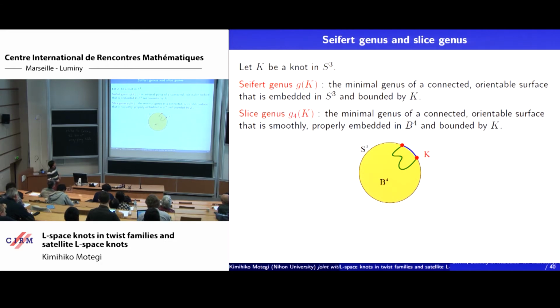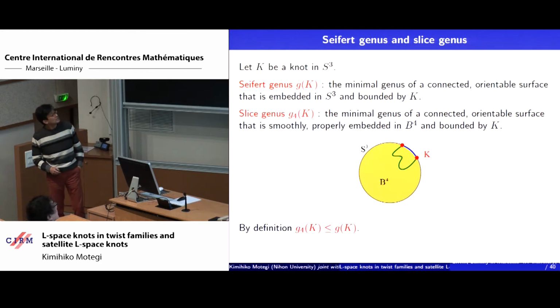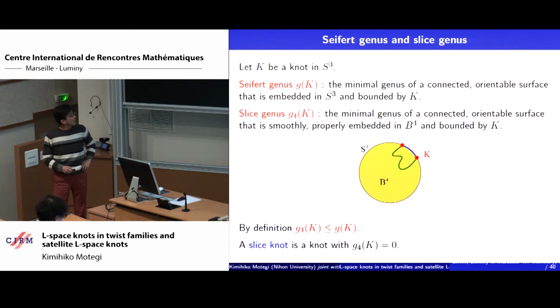Similarly, the minimal genus of slice surfaces is called the slice genus, or sometimes the four-ball genus of K. By definition, obviously, the slice genus is less than or equal to the Seifert genus of K. And we say that K is a slice knot if its slice genus is 0.